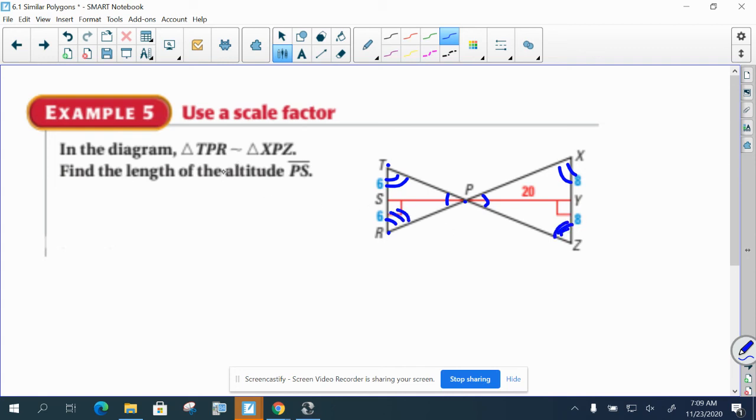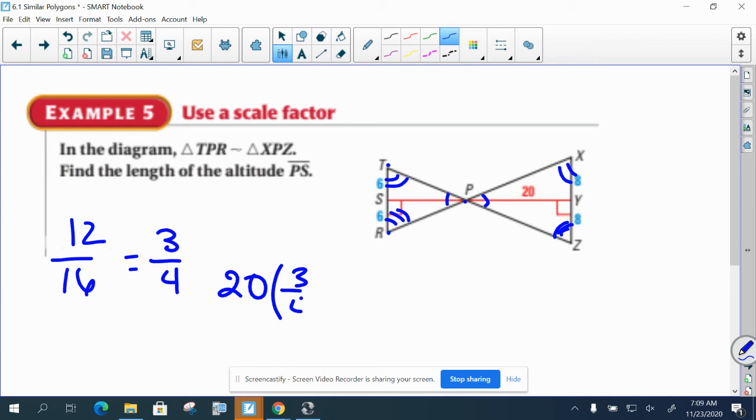And then in order to find the length of the altitude, we know that this altitude is 20. So we would need to find the scale factor from this triangle to that triangle. This is just like the other example that we did, except you're finding the altitude. So I'm going to do 12 over 16, which reduces, it's divisible by 4, to 3/4. So then you're going to take 20 and multiply it by 3/4. This is really the same math even. So then that would be the length of the altitude, PS.